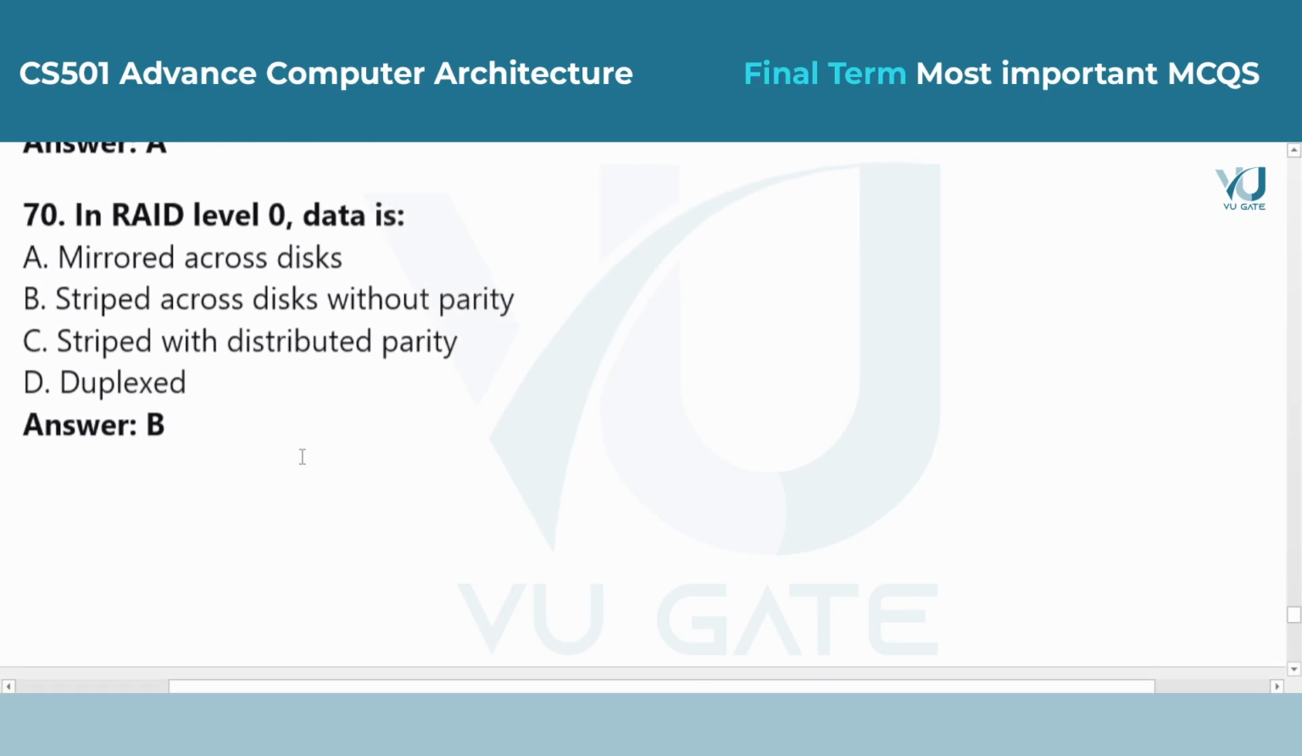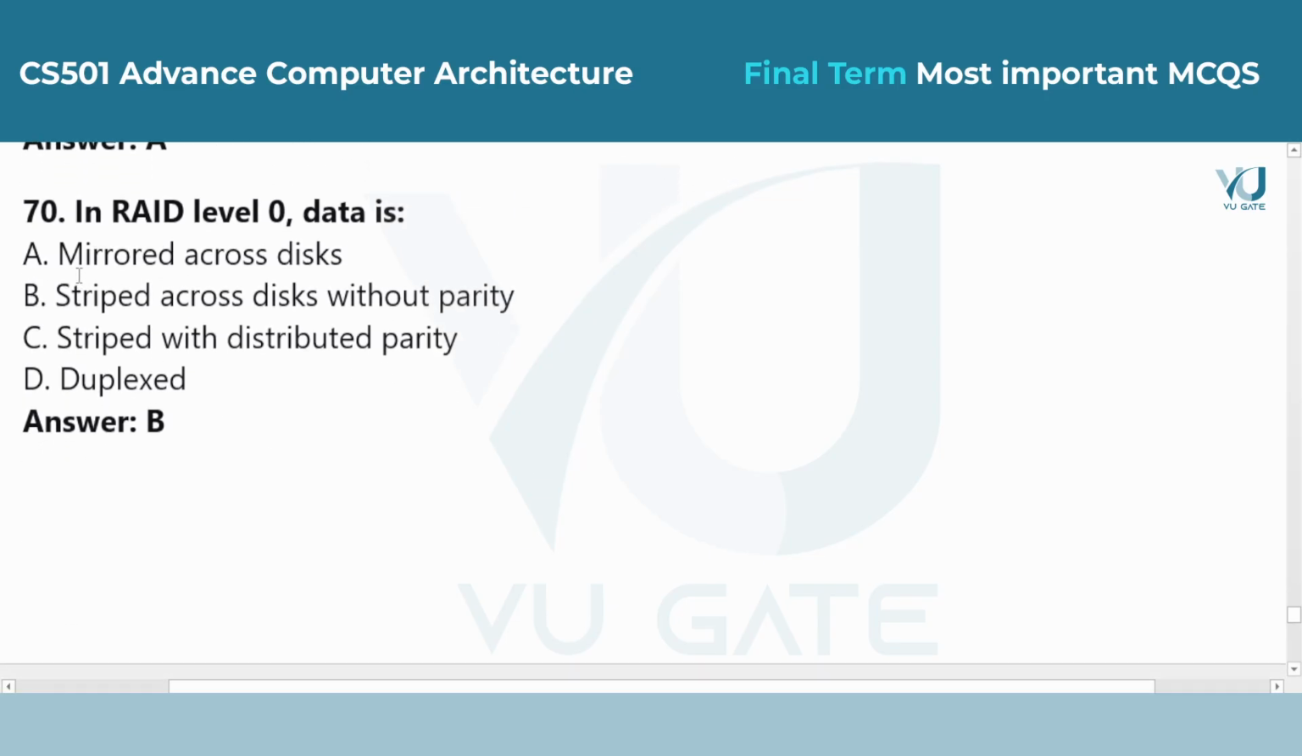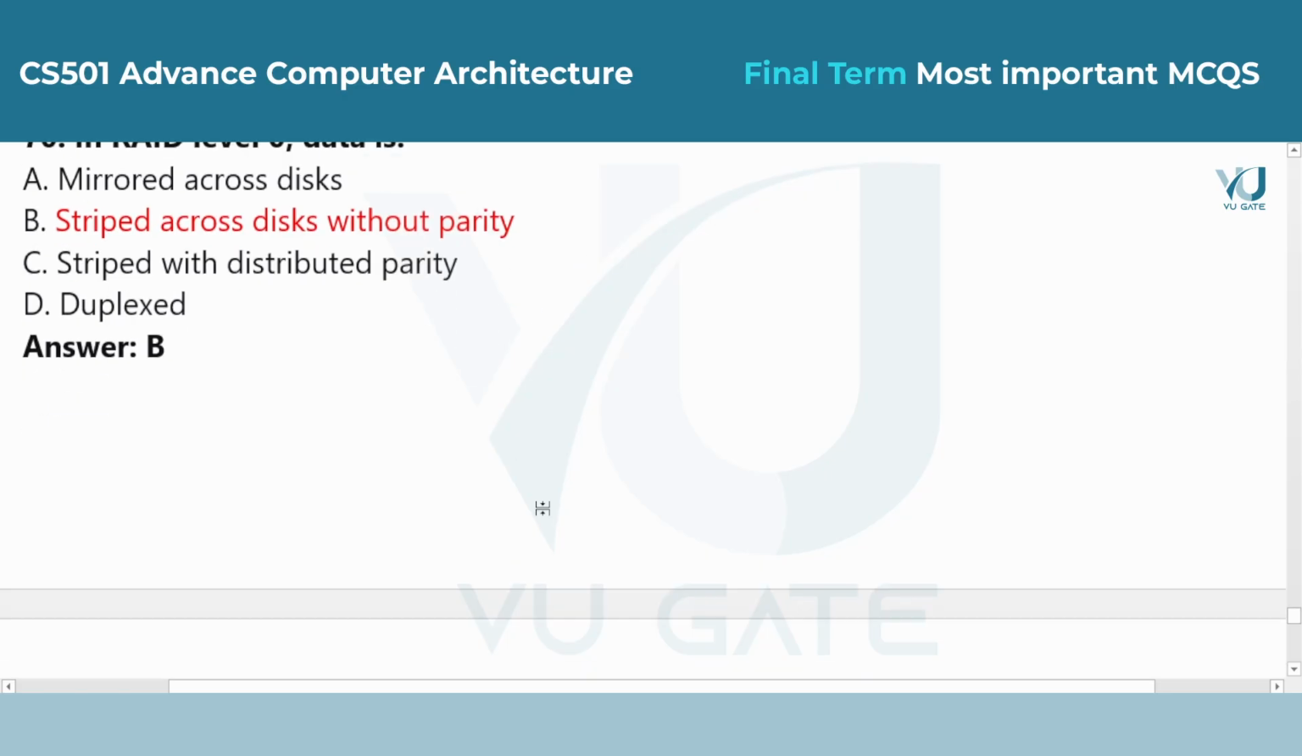70. Question: in RAID level 0, data is? Answer: B. Striped across disks without parity. Concept: this increases speed significantly but provides no data safety. If one disk fails, all data is lost.